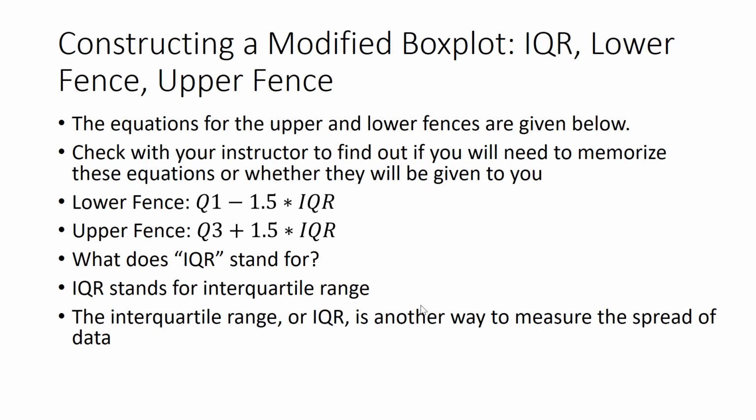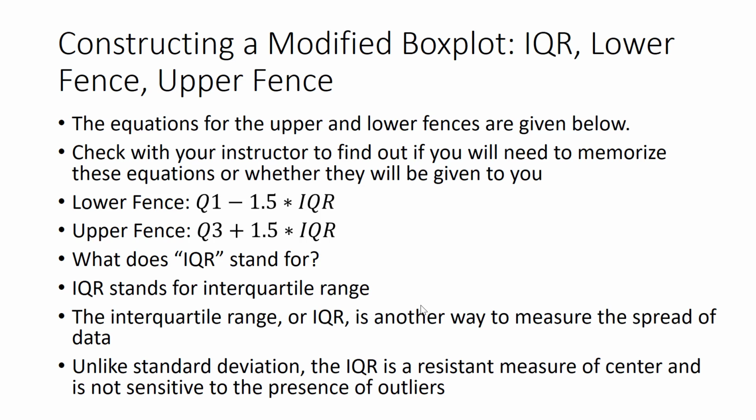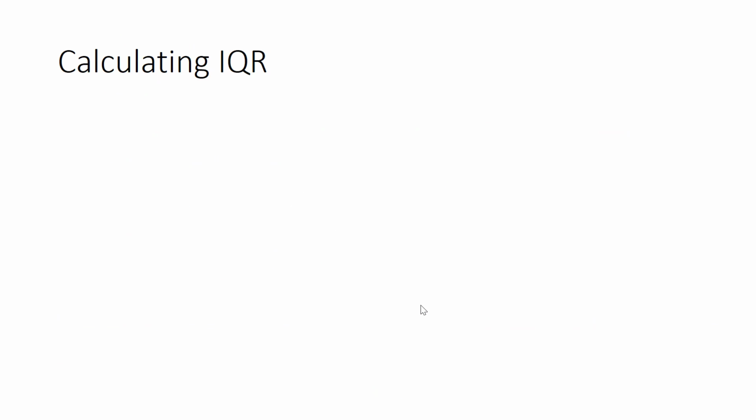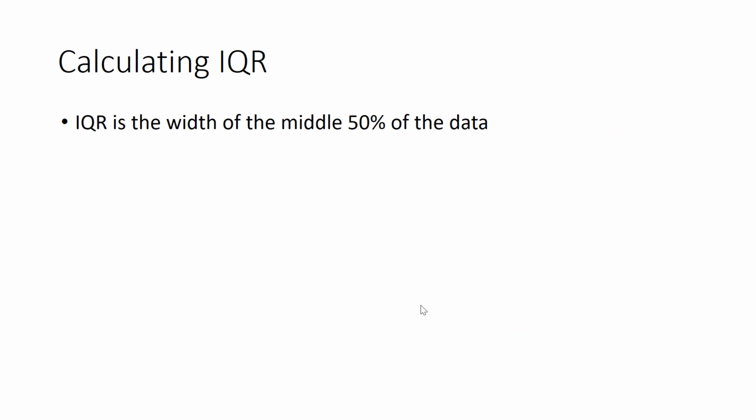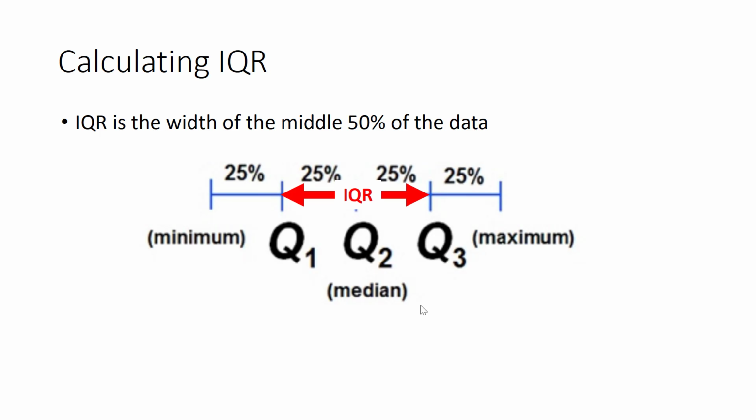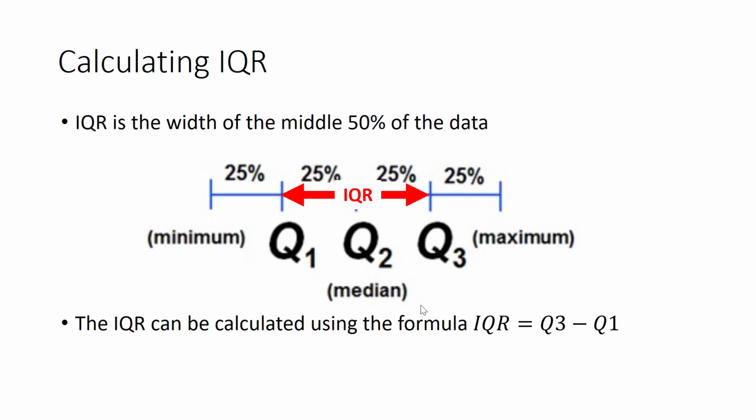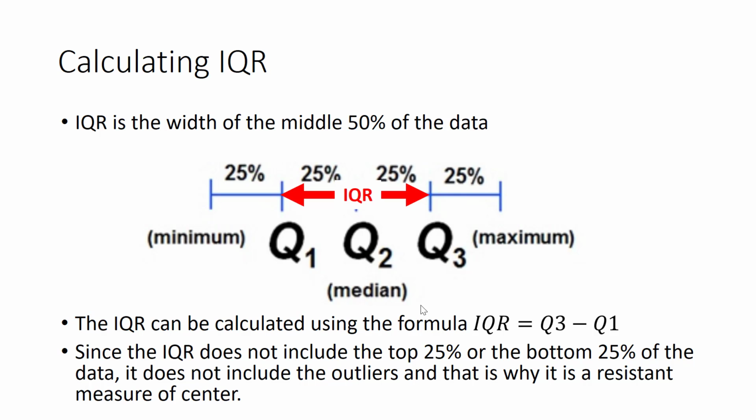The interquartile range, or IQR, is another way to measure the spread of a set of data. Unlike standard deviation, the IQR is a resistant measure of center and is not sensitive to the presence of outliers. The IQR is the width of the middle 50% of the data. It can be calculated using the formula Q3 minus Q1. Since the IQR does not include the top 25% or the bottom 25% of the data, it does not include the outliers, and that is why it is a resistant measure of center.